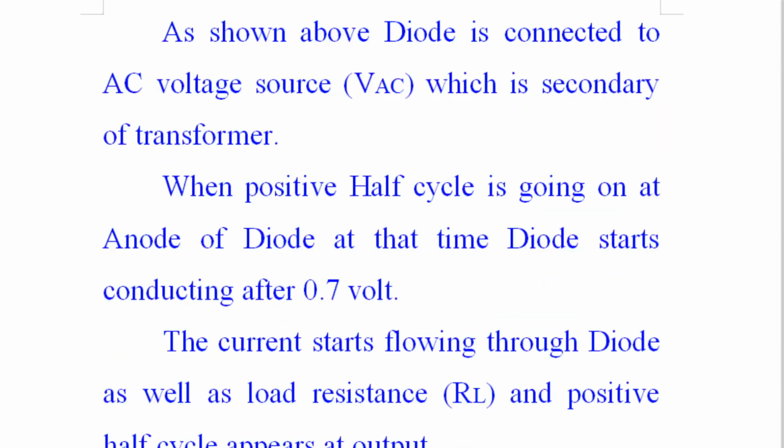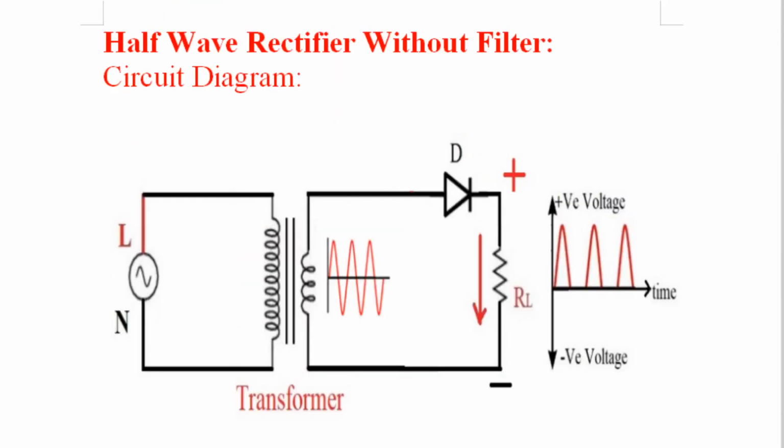And that is what I have explained to you. It is given as shown in the above diagram. The diode is connected to the AC voltage source VAC, which is the secondary of the transformer. The primary is connected to 230 volt AC.